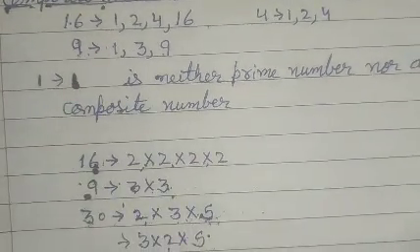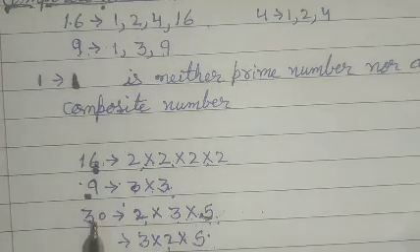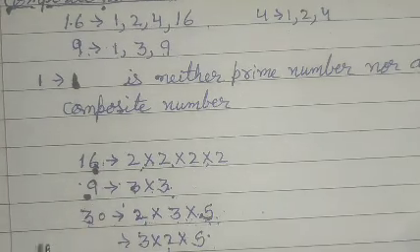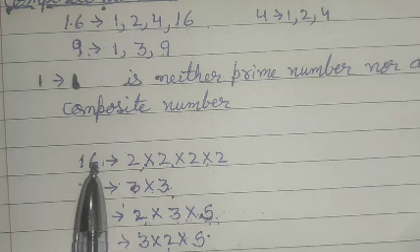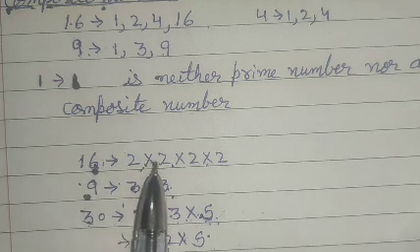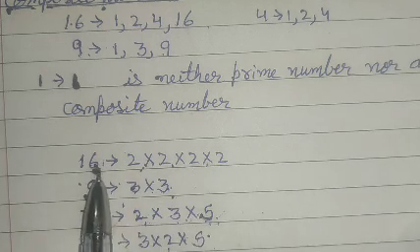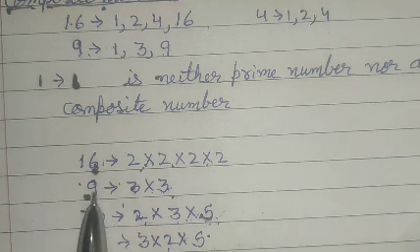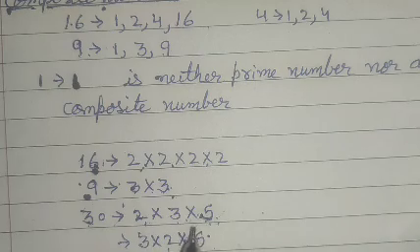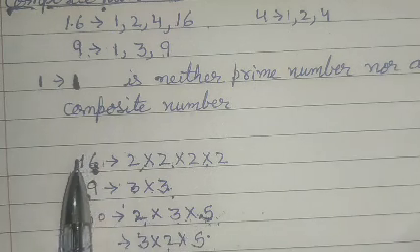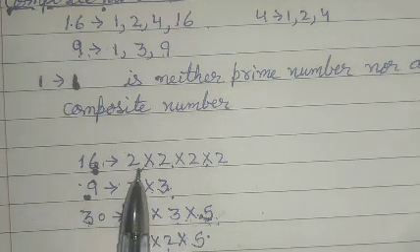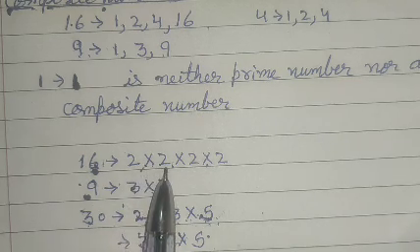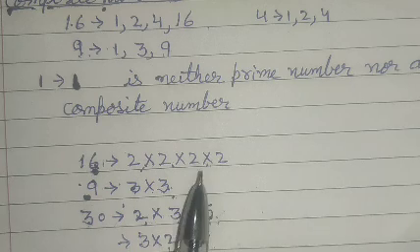Now see composite number 16. I have taken some composite numbers here. Now composite numbers can be written as the product of prime factors. Now 16 can be written as 2 into 2 into 2 into 2. We can take prime factors of it. 9 can be written as 3 into 3. Similarly 30 can be written as 2 into 3 into 5. So we can say that composite numbers can be factorized or can be expressed in terms of a product of primes.